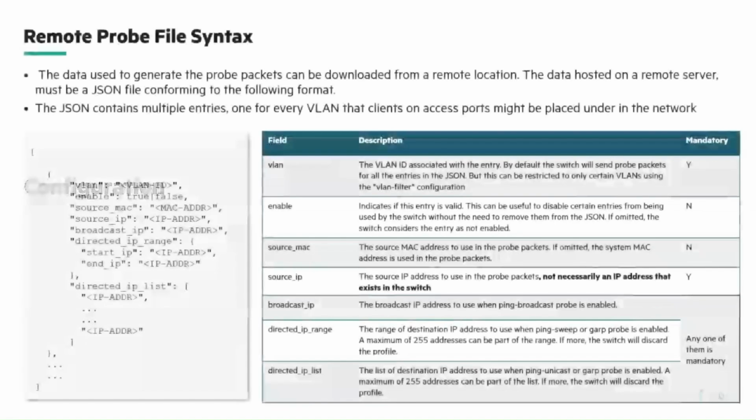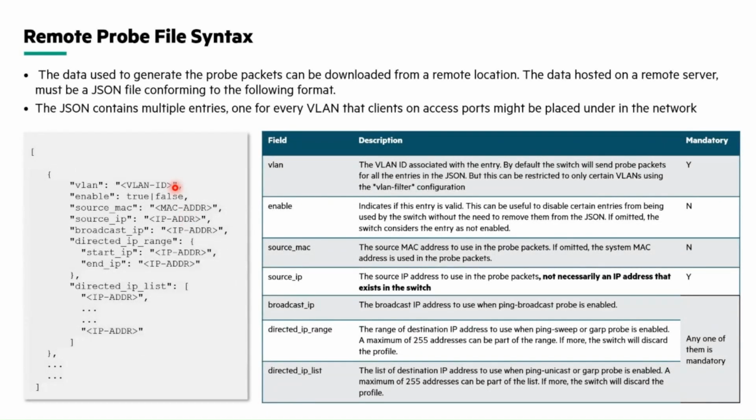So let's move to the configuration section here. First, let's see the remote profile syntax. This is the file that will be used to generate the probe packets once they are downloaded from the remote location using SFTP or TFTP. It is a strictly JSON format and it can have multiple entries for each VLAN.